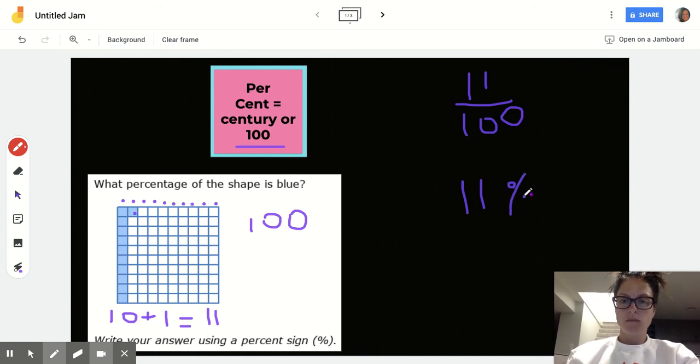Okay, so the big thing about percents, they have a special symbol, and this is the percent sign right here. So whenever you're dealing with percents, you need to use this little handy dandy symbol to mean that this is 11 equal parts out of 100.